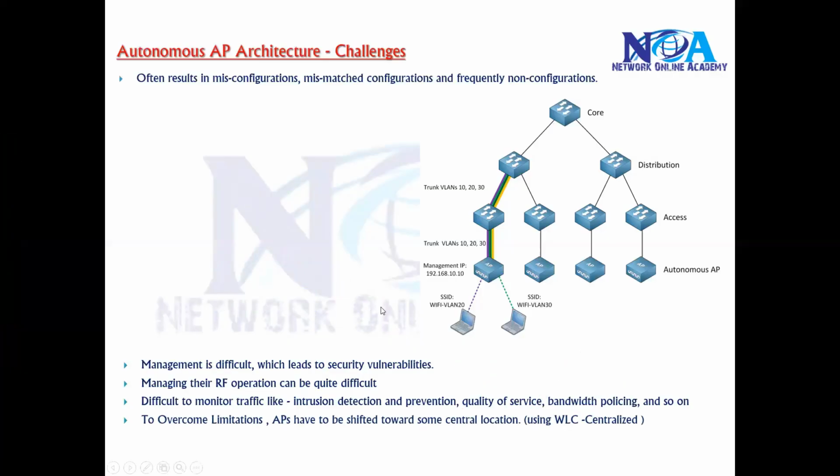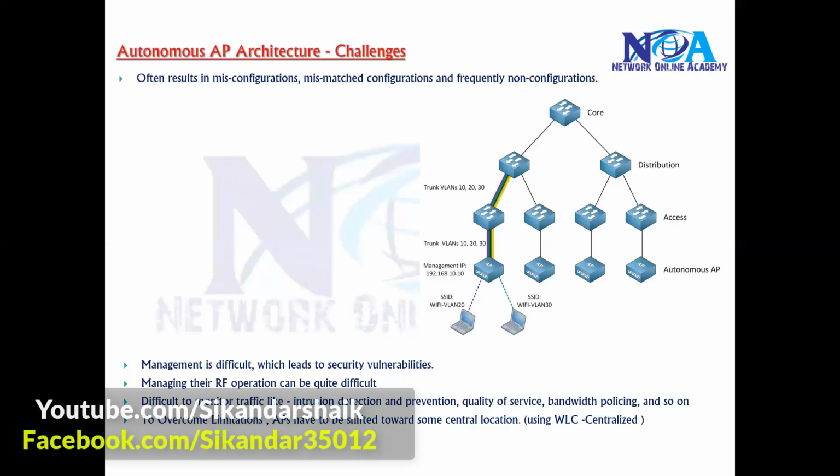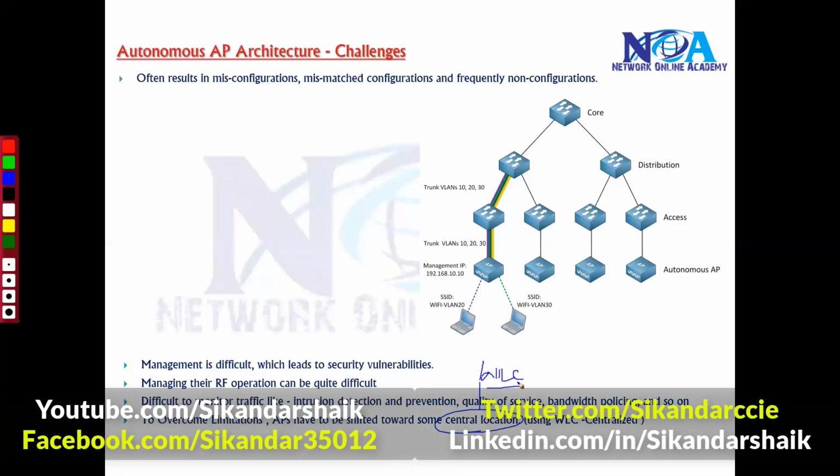So to overcome all these things, you always want some kind of centralized management, and that is where we'll be using the centralized architecture, or lightweight access point architecture, which is the next one we'll be discussing. Most typical production networks will be using centralized WLCs, which are used to manage all the access points from a single centralized location.